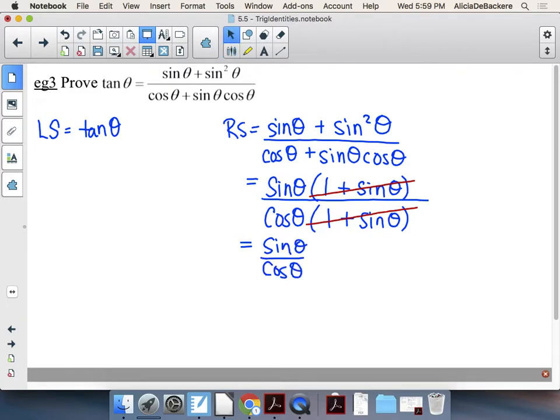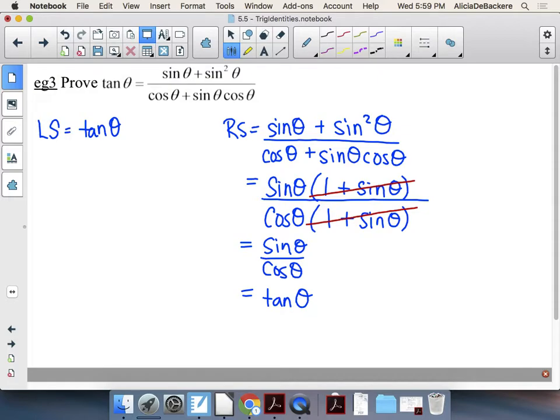Don't forget, keep checking with the other side. Over here on the other side, I've got a tan theta. I'm trying to make these things look the same. So I could, underneath tan theta here, make it look like sine theta over cos theta using my identity. Or I can use my identity backwards over here on the right-hand side. I can say, oh, I know sine theta over cos theta, that's the same as tan theta.